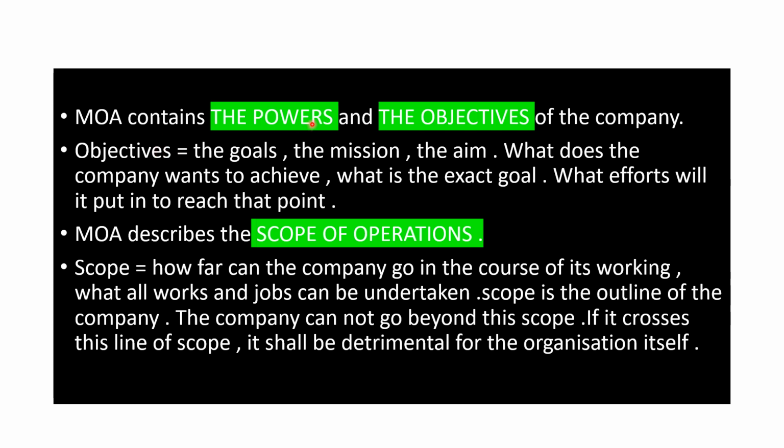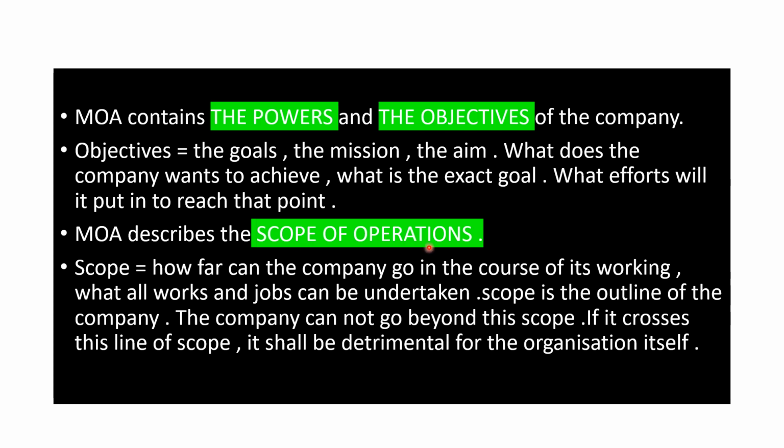It also contains the powers and objectives of the company. What is the power? How far can the company use its powers to implement a certain act? When I talk of objectives, it lays down all the goals, the mission of the company: what is the aim of the company in future, what does it want to achieve, the exact goal, and what efforts will it put in to reach that point. So the framework of goals and objectives is laid down very clearly in the Memorandum of Association.